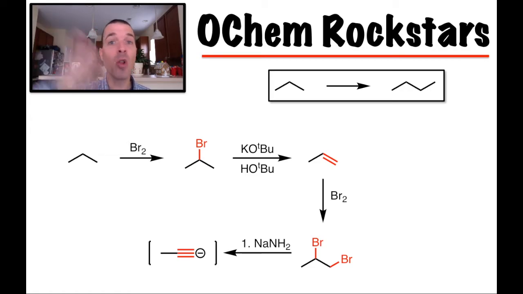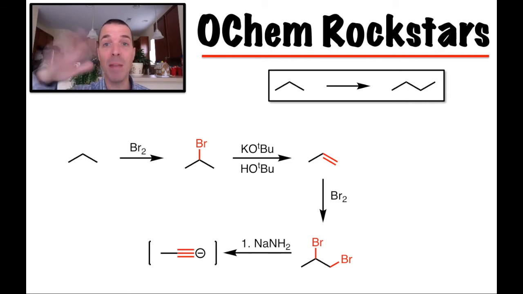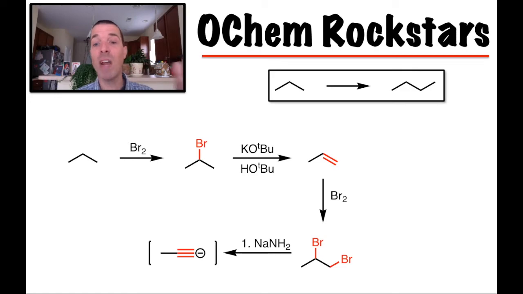So you can do this all in one shot when you have the dibromide and you treat it with NaNH2. Not only will you get the triple bond, but at the same time, it's called in situ, meaning at the same time in the whole thing, it will pull off that hydrogen, giving you a negative charge. Now what's great about this is we have the negative charge and we need to form a carbon-carbon bond.